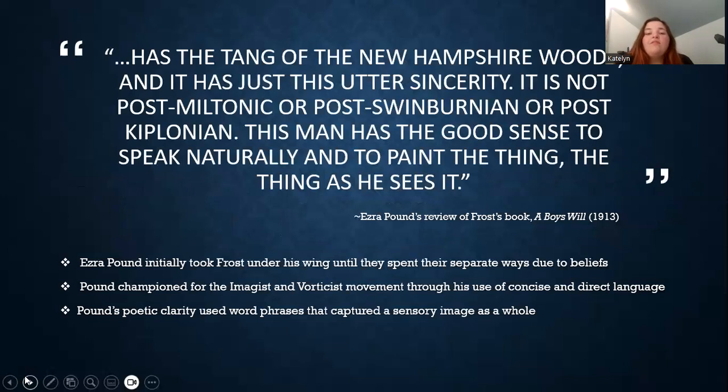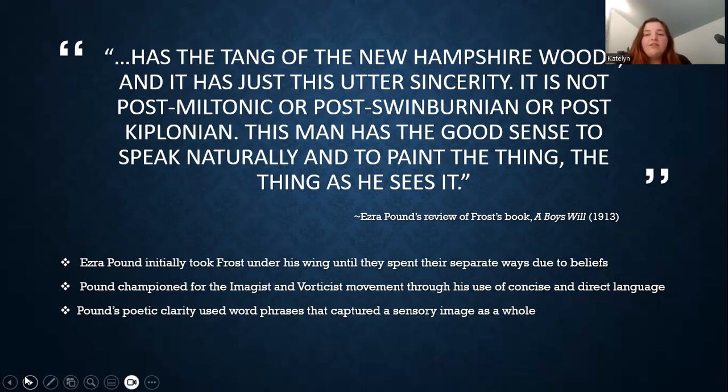A review from Ezra Pound on one of Frost's books, A Boy's Will, says, "It has the tang of the New Hampshire wood, and it has just this utter sincerity. It is not post-Miltonic or post-Swinburnian or post-Kiplingian. This man has the good sense to speak naturally and to paint the thing as he sees it."